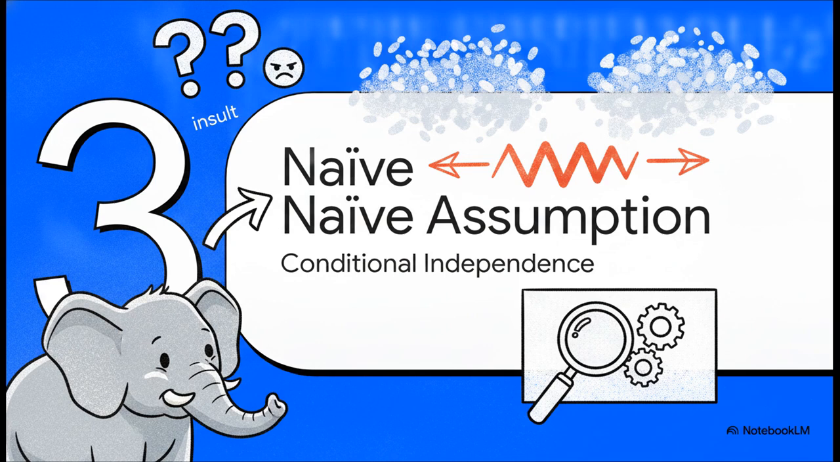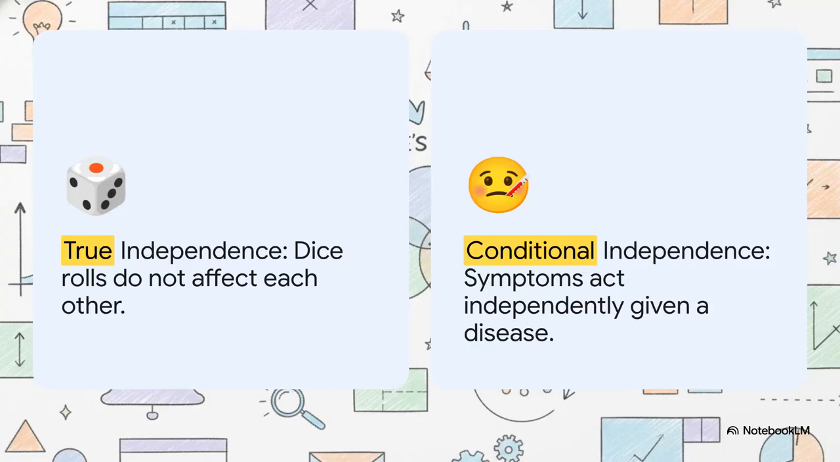Section 3. The naive independence assumption. So why call it naive? I mean, it almost sounds like an insult, right? Well, it gets that name because it makes a massive assumption. It assumes every single input feature is completely independent of the others once the class is known. True independence is like rolling 2 dice. The first die has absolutely zero effect on the second.